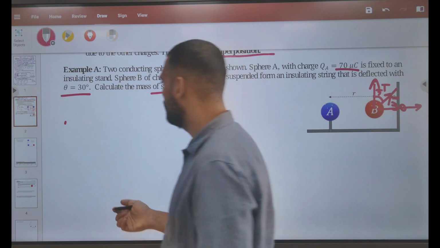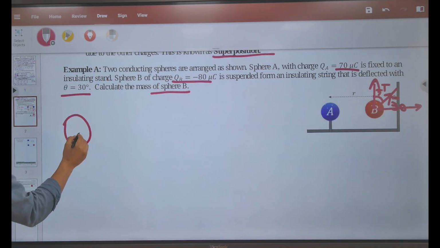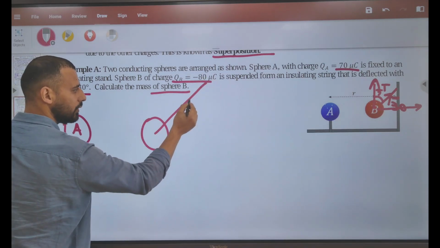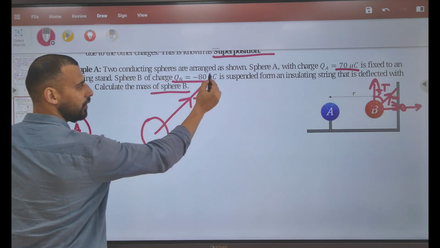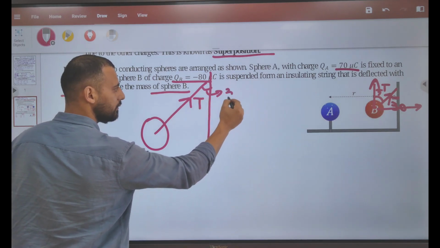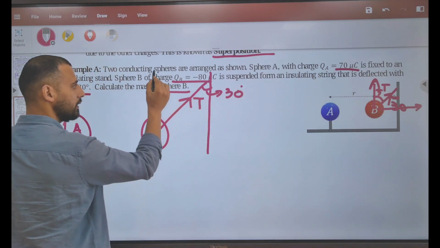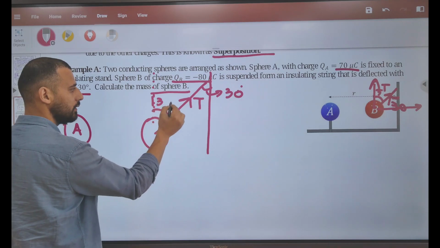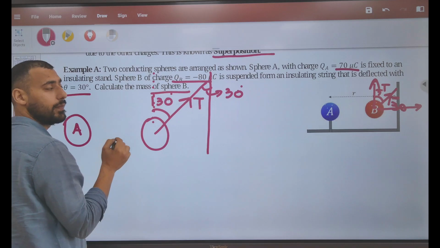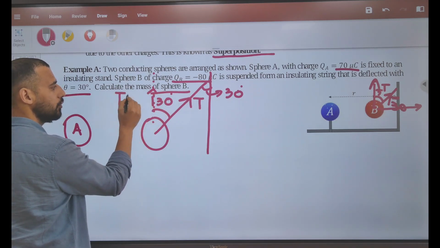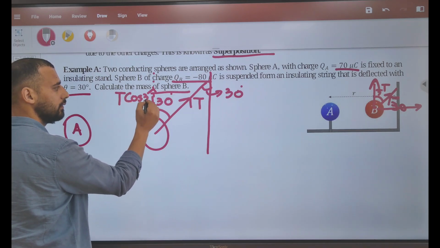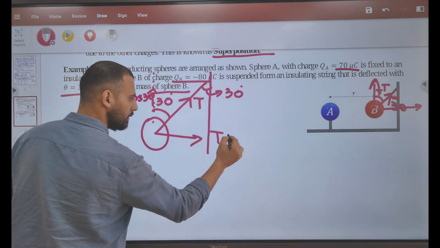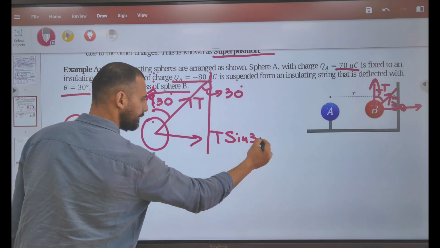So I'll draw the diagram here. There is a body A, and there is a body B. This body is connected with the wall, so there will be some tension in the string. Now, because this angle here is 30 degrees, this angle will also be 30, right? Fine. So this will be T cos 30, right? We did it in the previous class in vectors. And this will be T sin 30, isn't it?